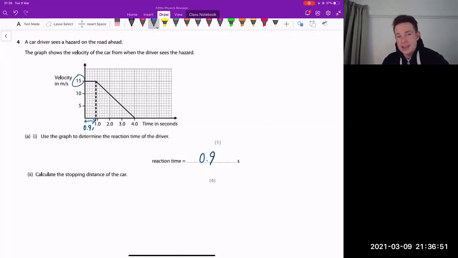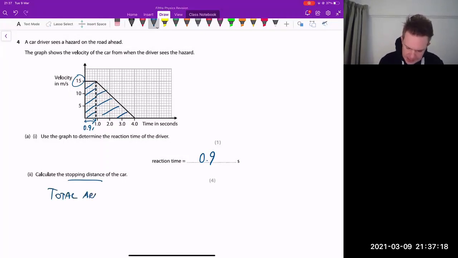Remember, area underneath a velocity time graph will tell you the distance traveled. We want the stopping distance, so we want the total area under this, the area underneath the constant speed of 15, so that's the thinking distance, and then the distance covered while braking. So the total area is going to be, you can split this up into a rectangle and into a triangle, so let me do that.